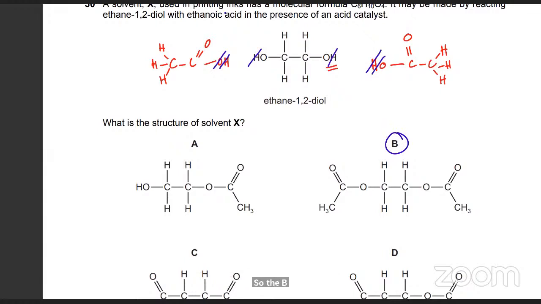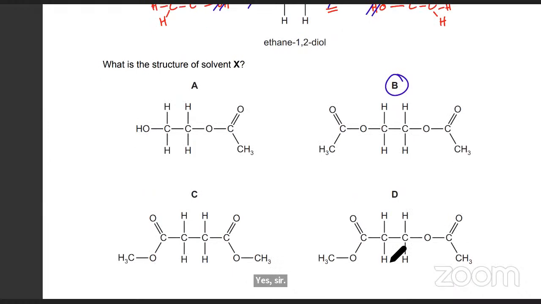Double bond O and then O. So it's going to be B.